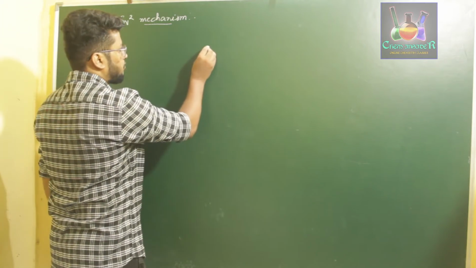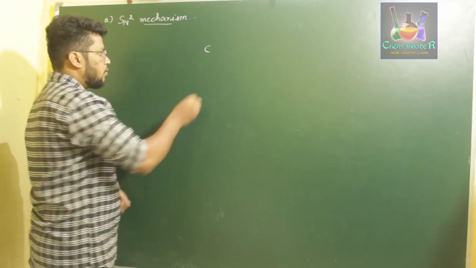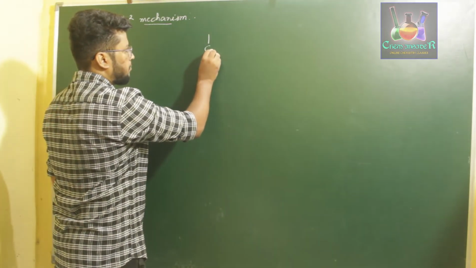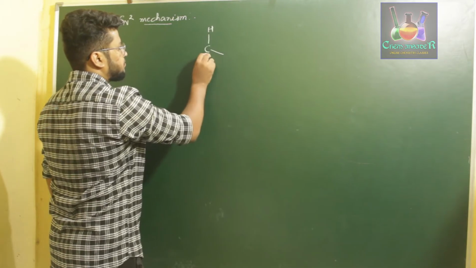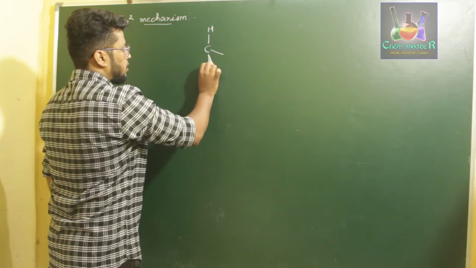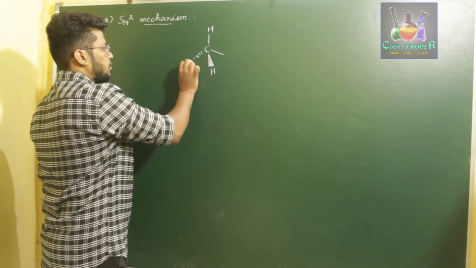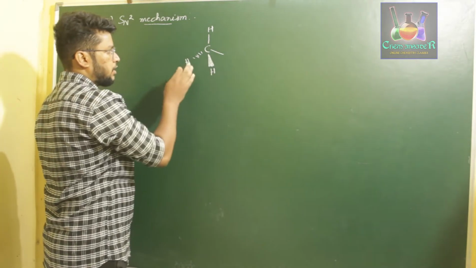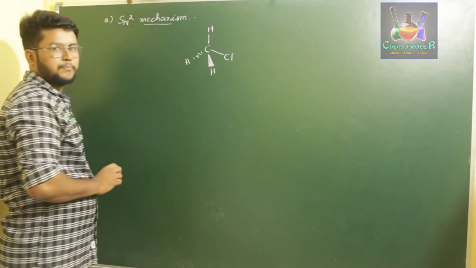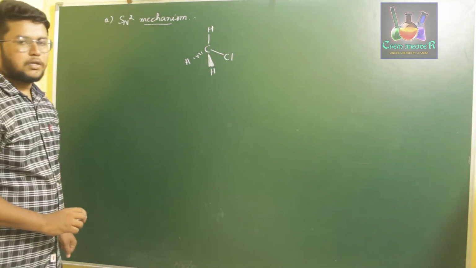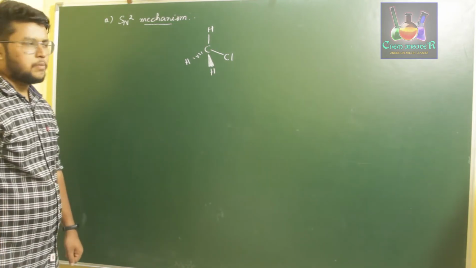Like if you consider this carbon atom and write it in 3D, two bonds will be in plane. One is of hydrogen. This wedge bond shows the hydrogen present above the plane, and the dash bond is away from the plane, or below the plane, and we have a halogen atom present over here. This is the normal structure of a carbon compound with tetrahedral geometry.